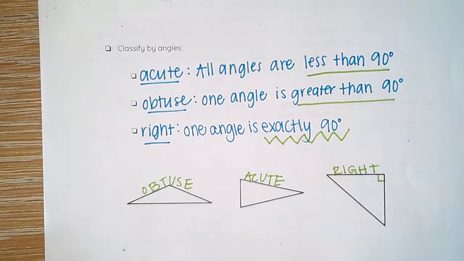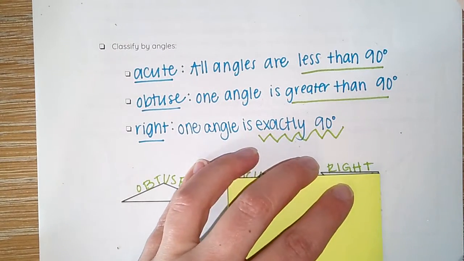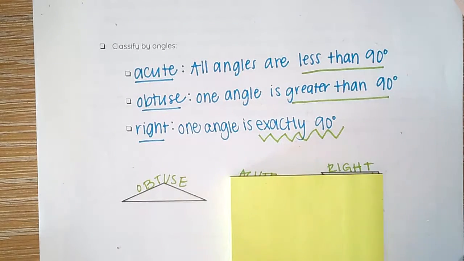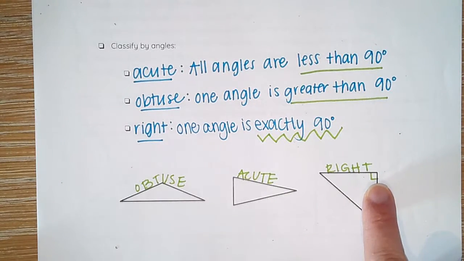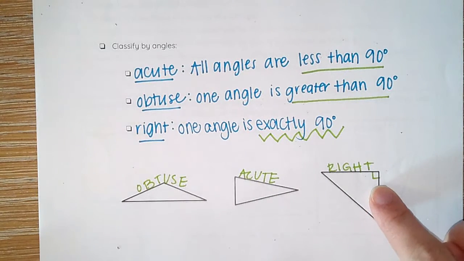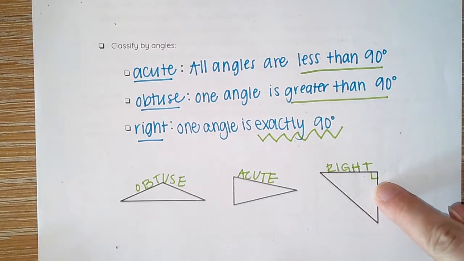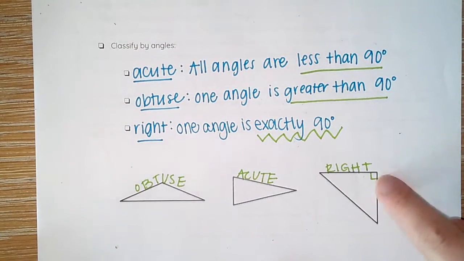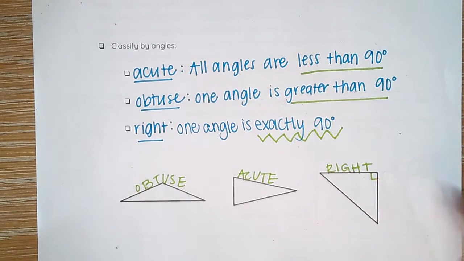And then lastly, we've got our right triangle, and that is where one angle is exactly 90 degrees. So it perfectly fits that corner. Now you have this little box in the corner noting that it's a right angle. If it's 89 degrees or 100 degrees, it's not a right angle. Okay, so it has to be exactly 90 degrees to make it a right triangle.